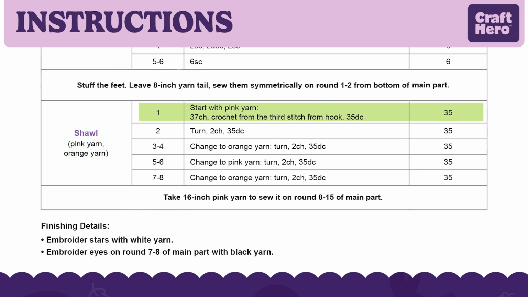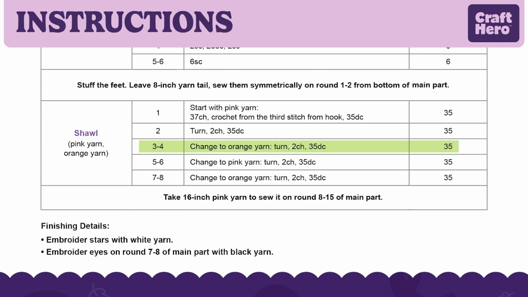For the shawl, start with pink yarn. For round 1, make 37 chain stitches. Then work 35 double crochet starting from the 3rd stitch away from the hook. 35 stitches in total. For round 2, we need to turn the piece over first and work 2 chain stitches, then make 35 double crochet. 35 stitches in total.